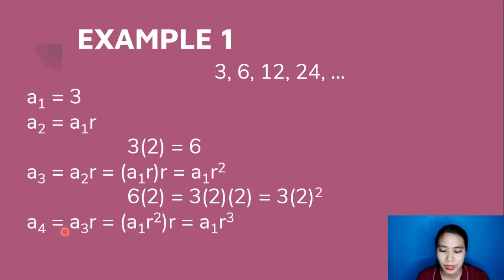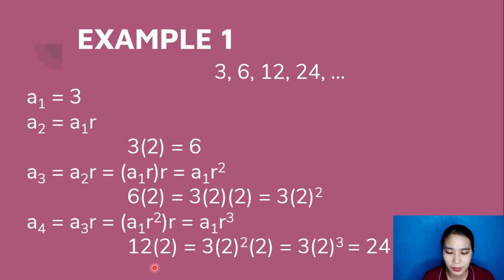And the a sub 4 is equal to a sub 3 times r, which is equal to a sub 1 times r squared times r, which is also equal to a sub 1 times r cubed. By substitution, we have our third term 12 times the common ratio 2, which is also equal to our first term 3 times the common ratio, so we have 2 squared times 2, which is equal to 3 times 2 cubed. 2 cubed is equal to 8 times 3, which is equal to 24. So our 24 here is our a sub 4 or the fourth term.